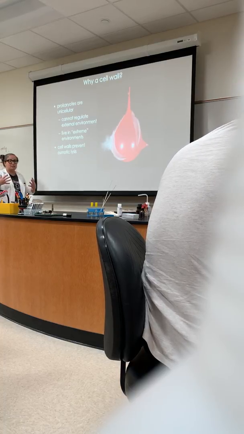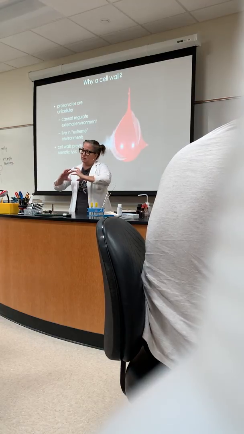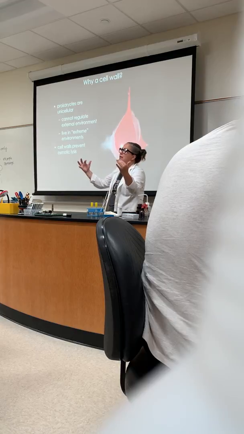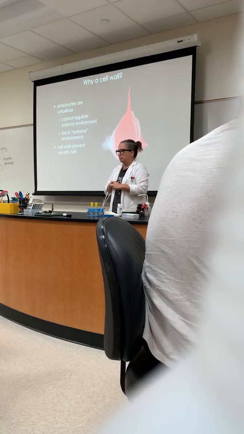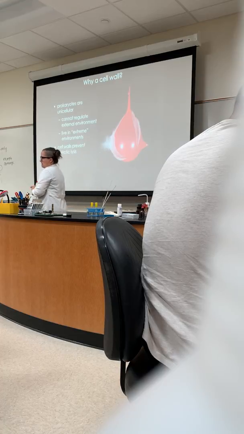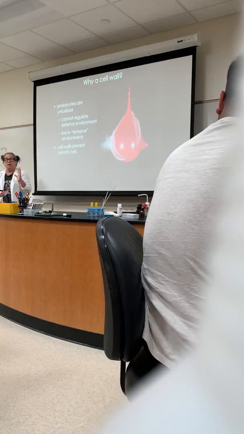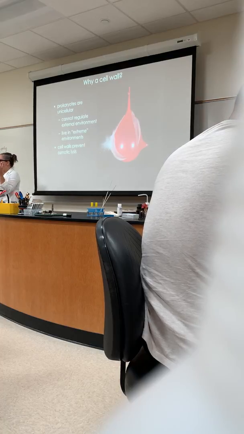And so their best defense against that is to have a cell wall that maintains their shape and keeps things from rushing in. So cell walls prevent osmotic lysis. They keep the cell from blowing up. Osmotic lysis means lysis, or splitting.